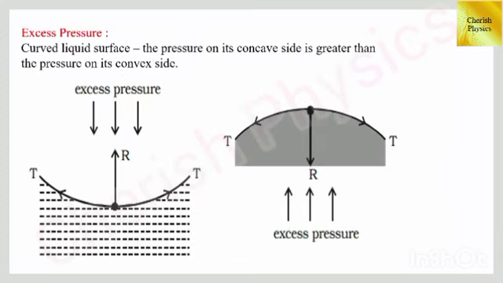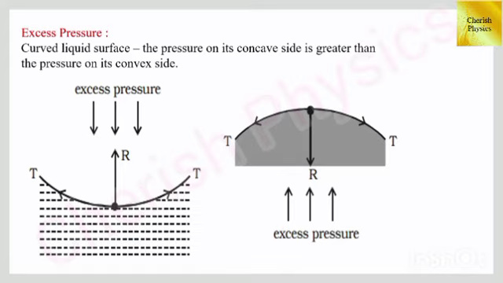Next, let us see the excess pressure in the curved liquid surface. See the first diagram. It is the concave surface of the liquid and here T implies the surface tension and R is the resultant force due to surface tension. The resultant force acts vertically upwards, to balance the excess of pressure acting downwards.